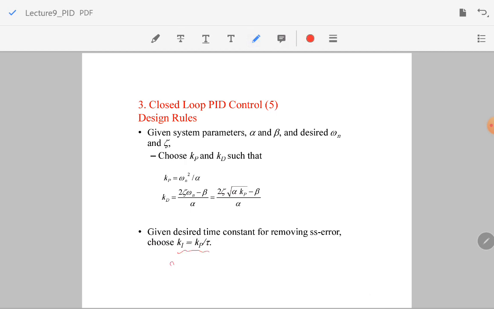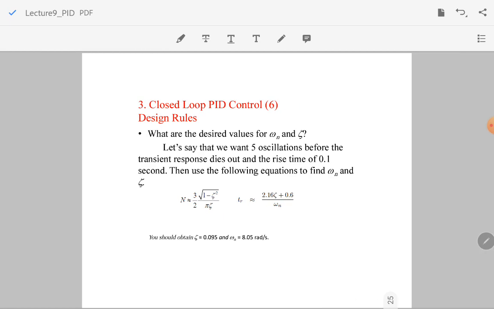Your dominant root is equal to minus Ki over Kp. So you have an exponential function, e to the minus Ki over Kp times t, multiplied in the response, which will dominate and be the slowest to decay. That will control how fast you can remove the steady state error.